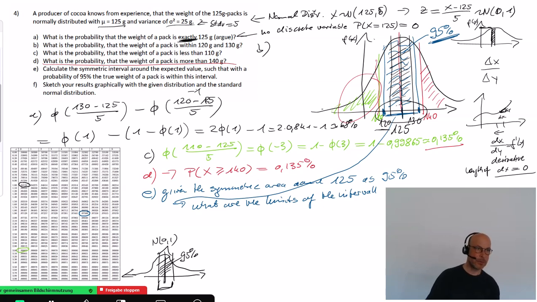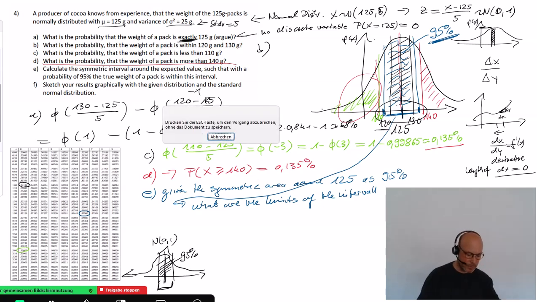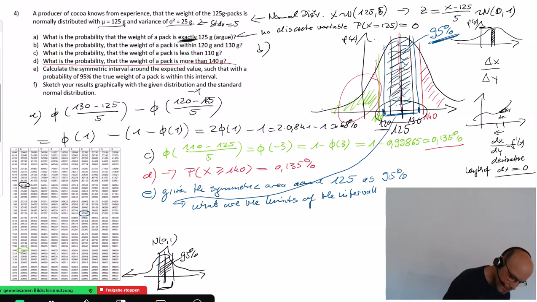You find just here within the table 0.9750. And since it's symmetric, to the left this would be half of it, and this would be half of it. So the limits are 1.96 and minus 1.96.